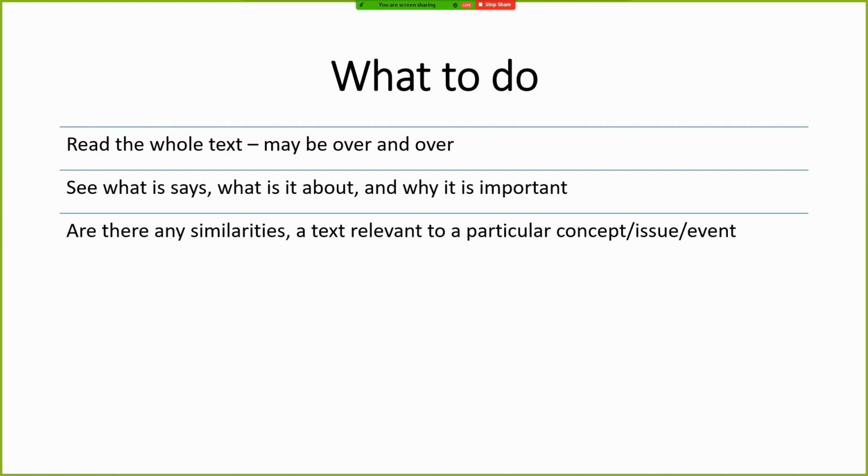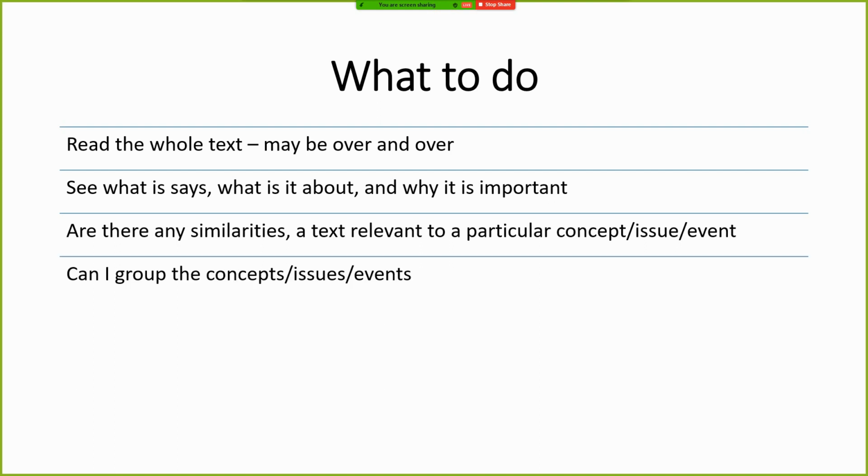Now, how do you know that this particular concept, issue, or event is important? If it is related to your overall research question or the purpose of research. Can I group the concepts, issues, or events? And if you can group them together or identify a code for them, that is very good.